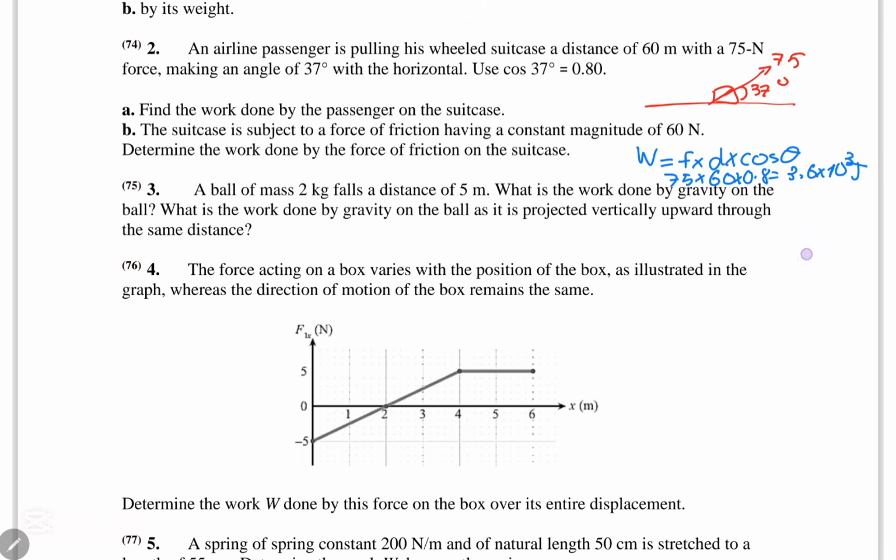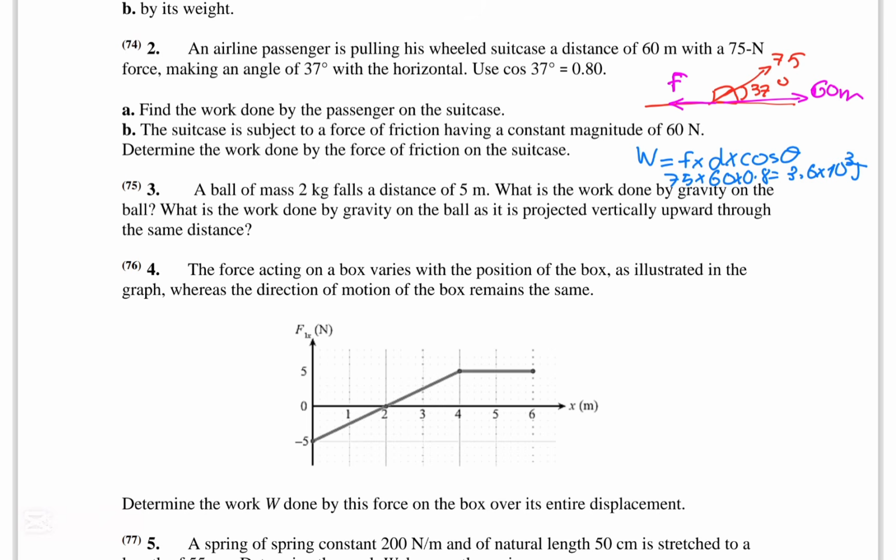What does it say in part B? It says the suitcase is subjected to a force of friction having a constant magnitude of 60 newtons. So here is my force of friction F. Okay, and here's my displacement. My displacement here is 60 meters. They want us to find the work done by the force of friction along the suitcase.